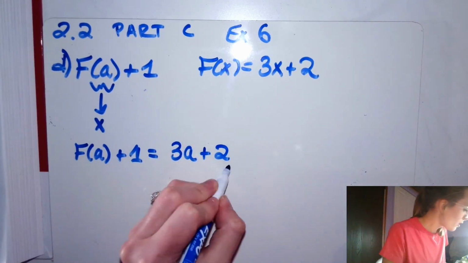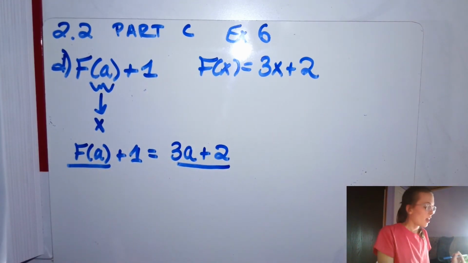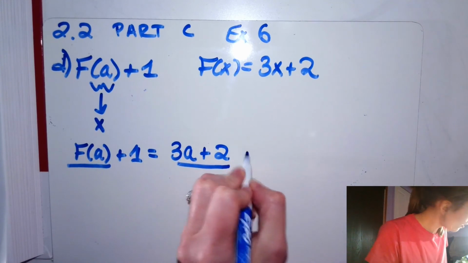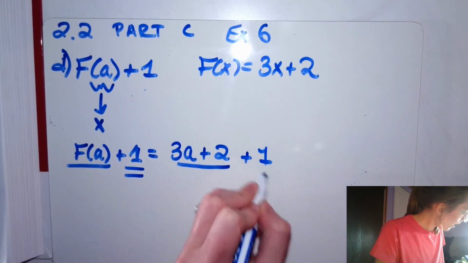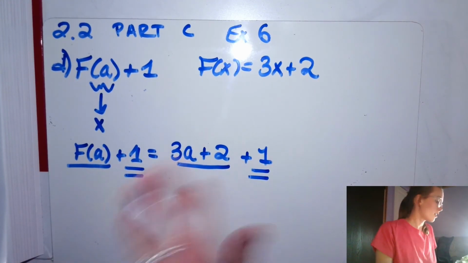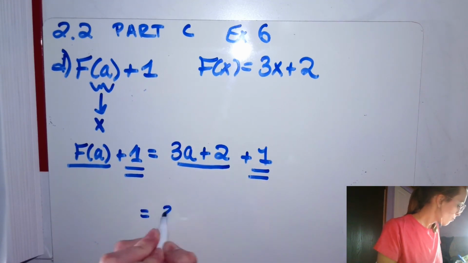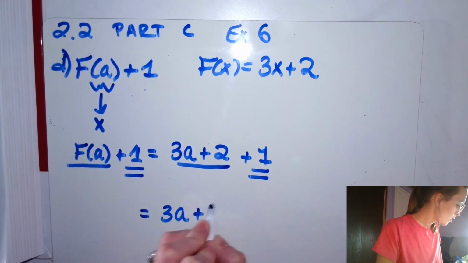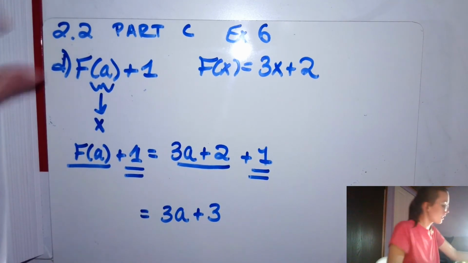So this part, 3a plus 2, corresponds to f of a. And then you have to add 1 here for that plus 1. Okay, so now you can combine this 2 and 1. So it'll be 3a plus 3, and this is part E.